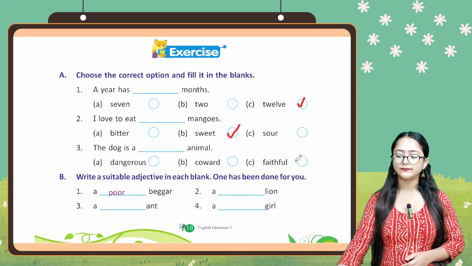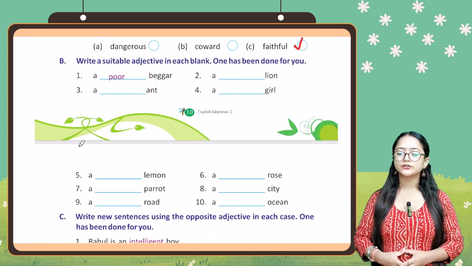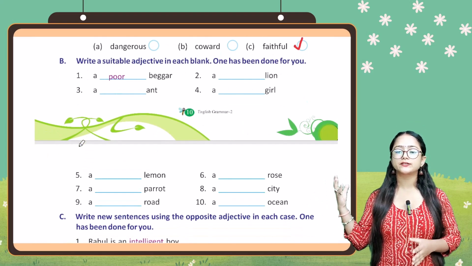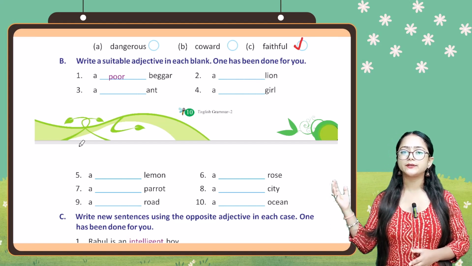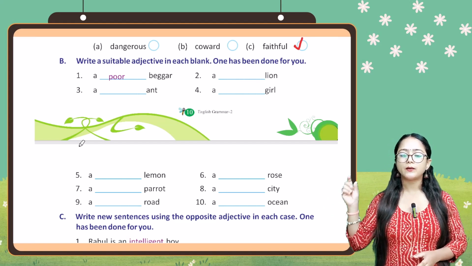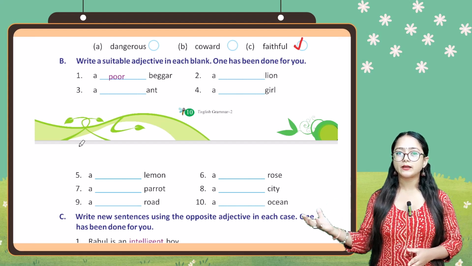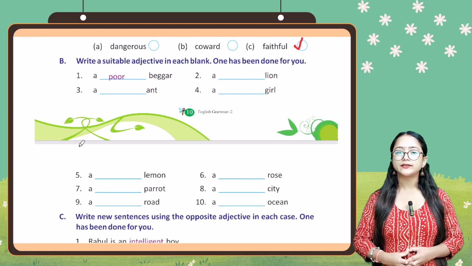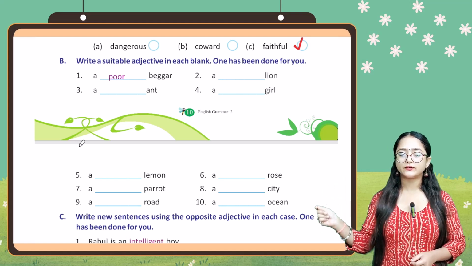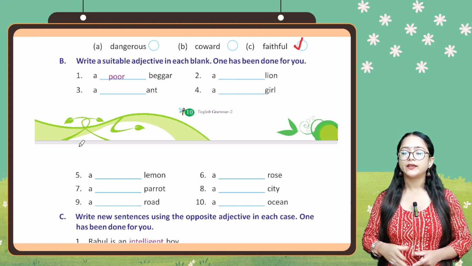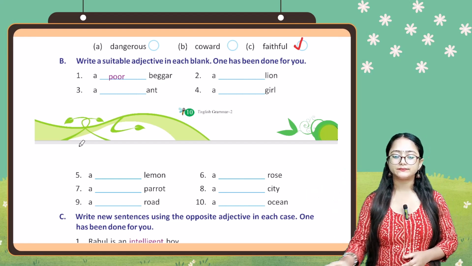So take faithful. Now the next question is: write a suitable adjective or describing word in each blank. One has been done for you. For example, a poor beggar. How is the beggar? Poor. Okay, so poor is describing the beggar. Like this you have to write down the describing word or the adjective in front of the given word.